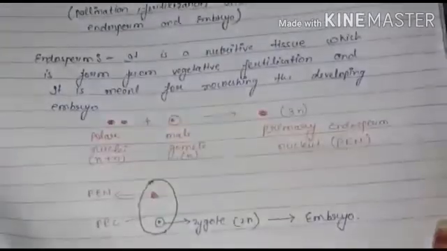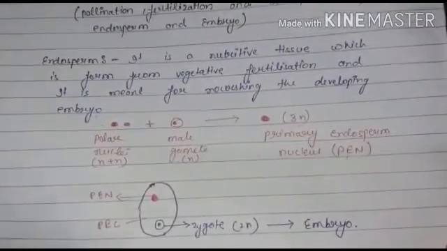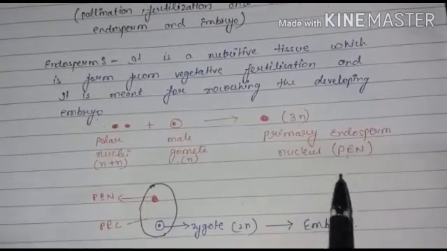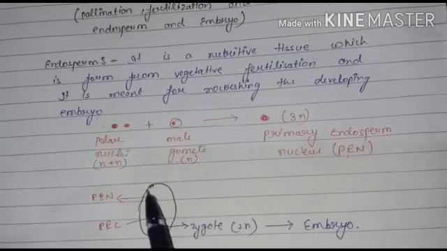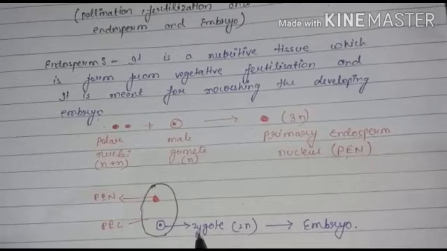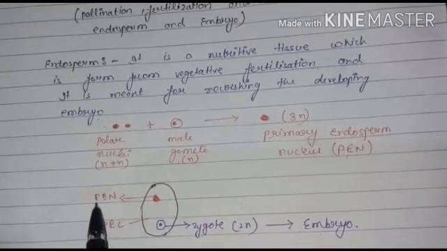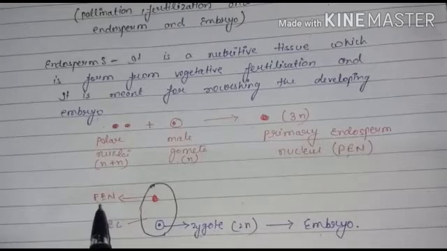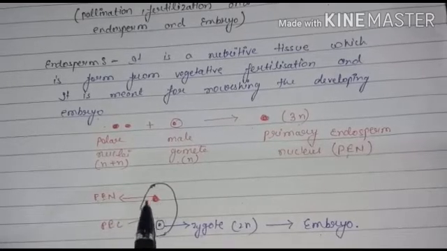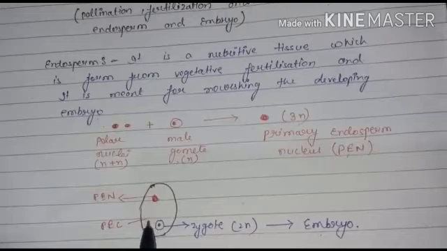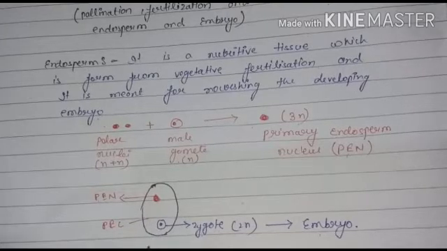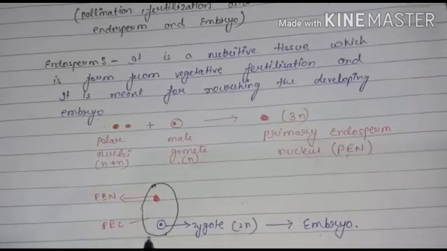Later it will develop into the primary endosperm cell. Firstly, you know that this is the cell where one zygote is formed. That zygote later will take the form of the embryo, and the other one is the primary endosperm nucleus, that is endosperm, and this is the cell, the primary endosperm cell.